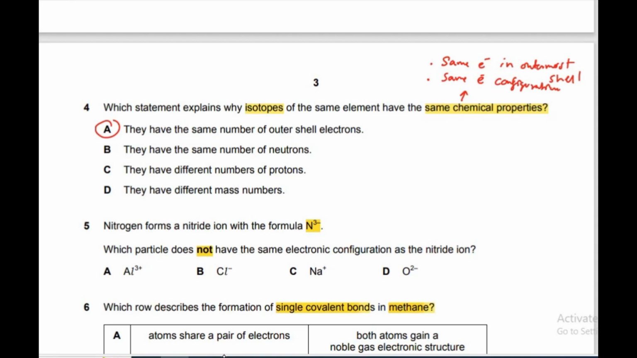The next question is: nitrogen forms a nitride ion with the formula N3-.